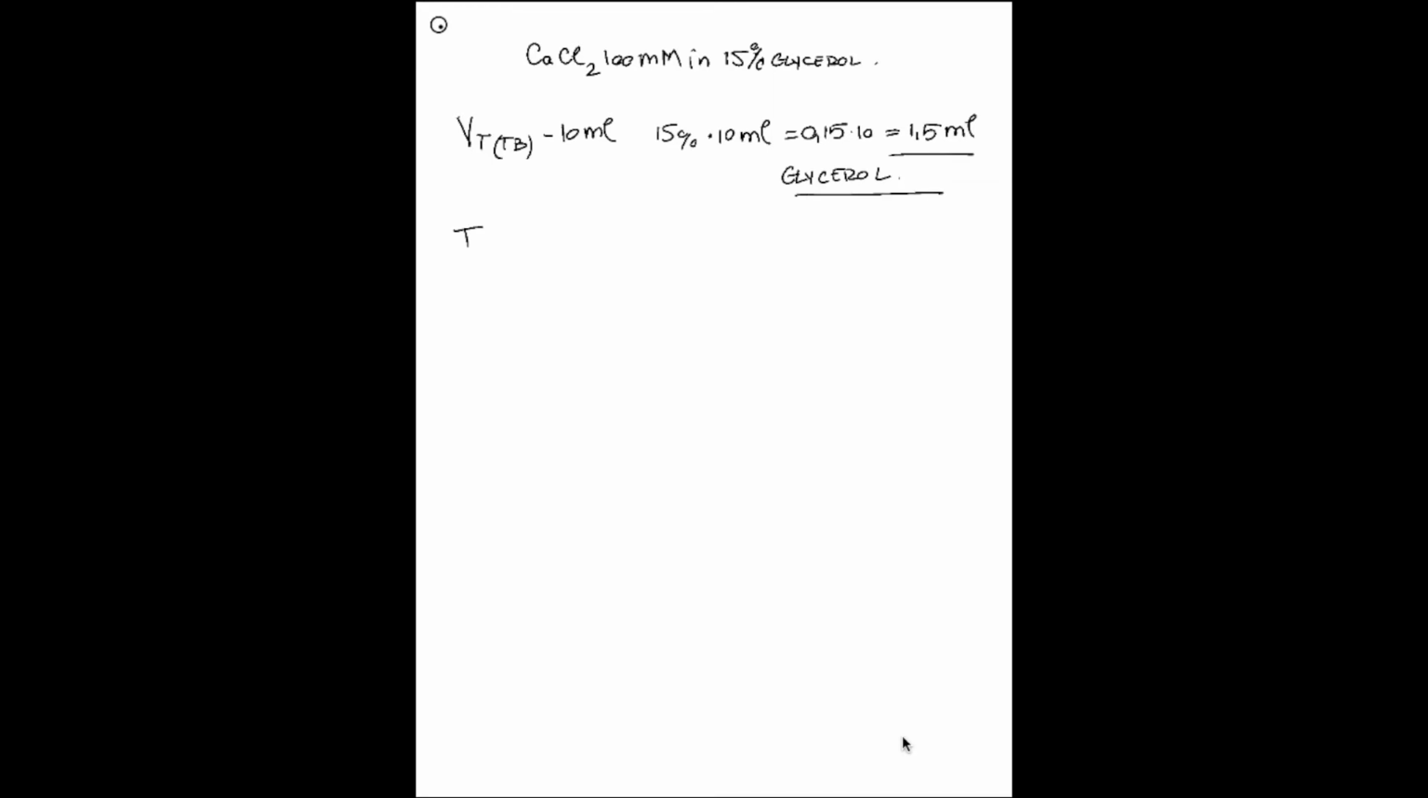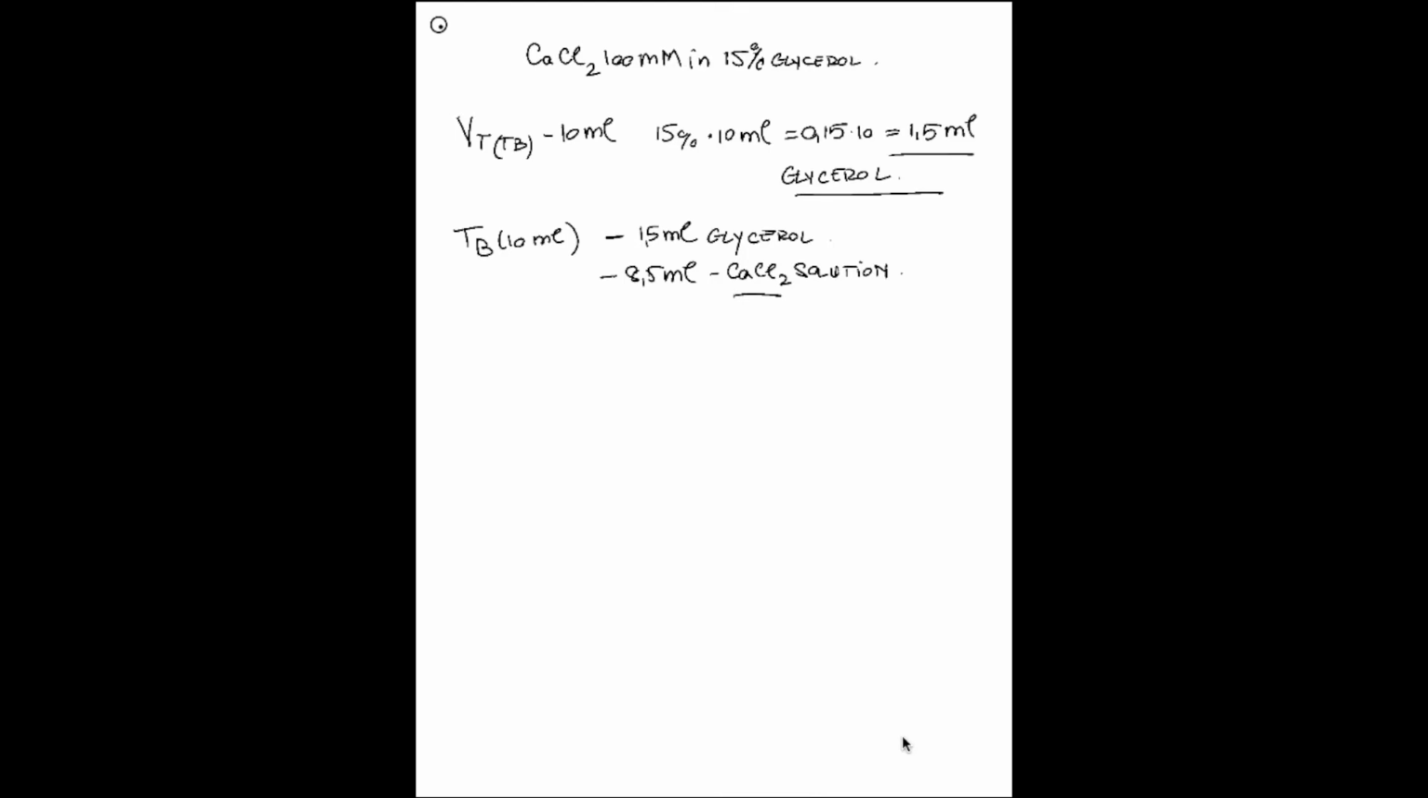So as a component in my transformation buffer, which has a total volume of 10 milliliters, one component is 1.5 milliliters of glycerol. That means that the rest, so 8.5, should be my calcium chloride solution. What I'm going to need to figure out next is what concentration of calcium chloride I should use, because if I put 8.5 milliliters of, let's say, 100 millimolars, it will give me a different final concentration.